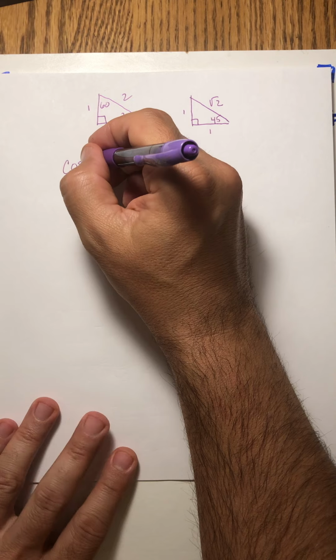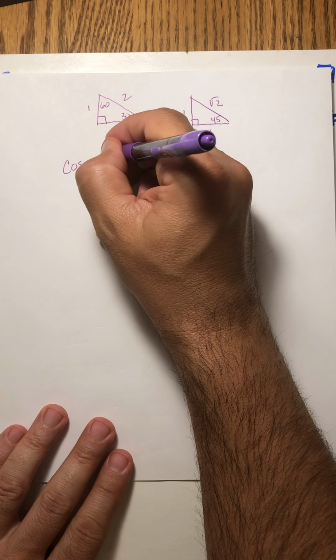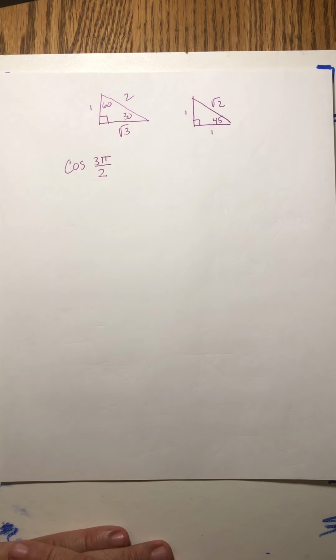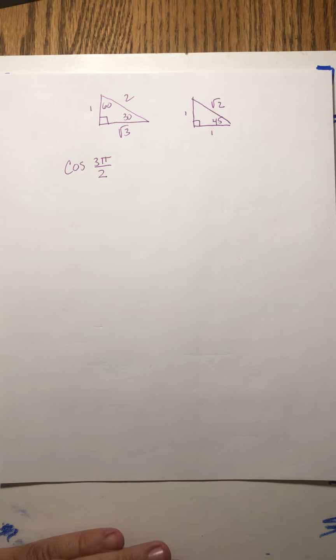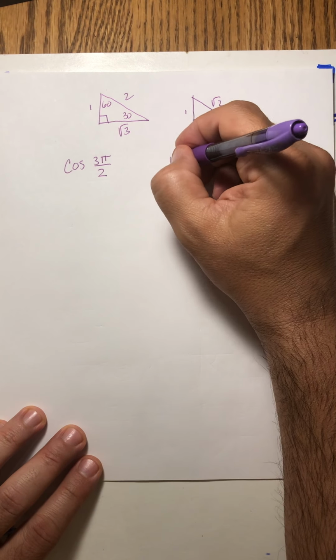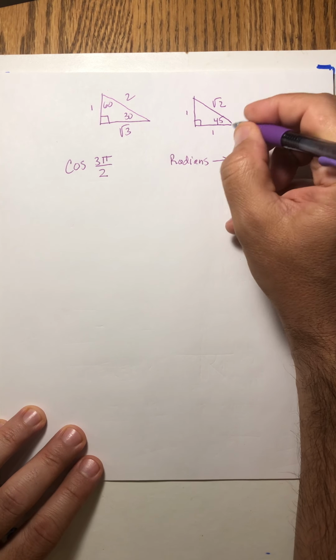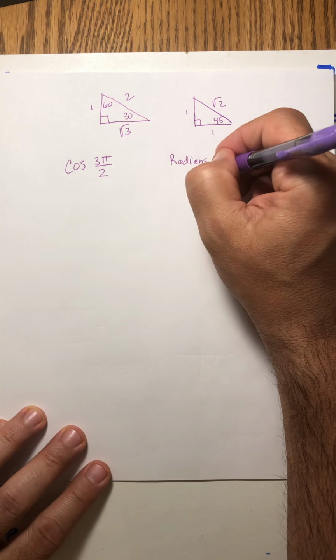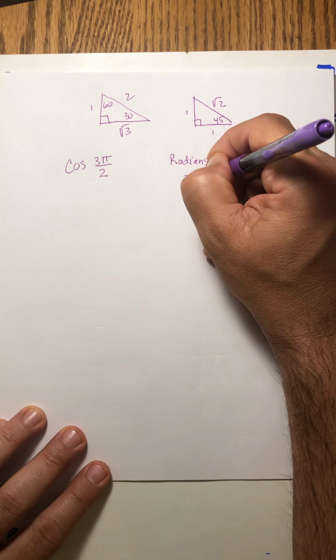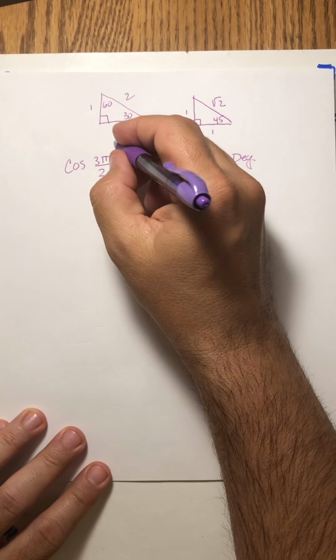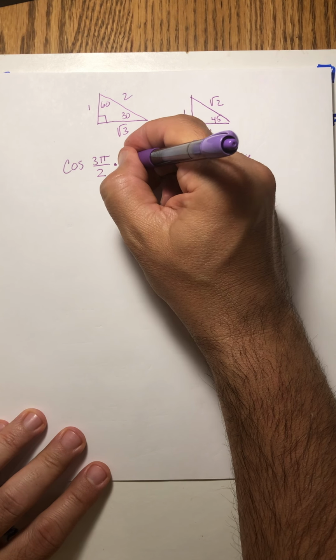So cosine of 3 pi over 2. Uh-oh, here we are in radian form. Now what do we have to do? If you remember from last year, in order to convert radians to degrees, you have to multiply the radian value by 180 over pi. So all I have to do is take this and multiply by 180 over pi.